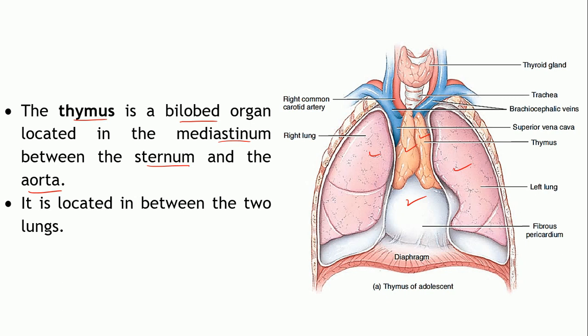So this thymus is located in between the sternum and the aorta. Anterior to this gland is the sternum, so just posterior to the sternum lies the thymus, and posterior to the thymus is the aorta. And laterally the two lungs are present.